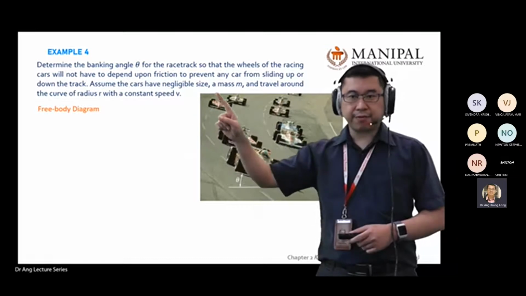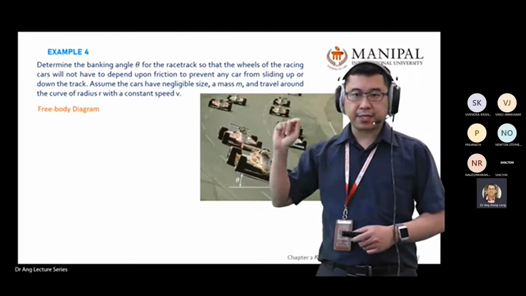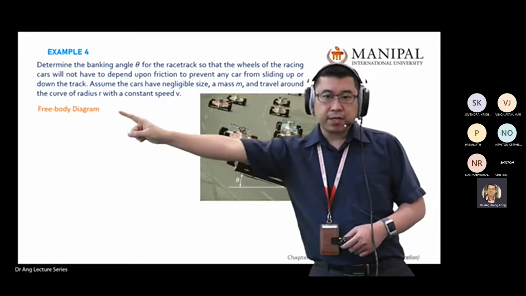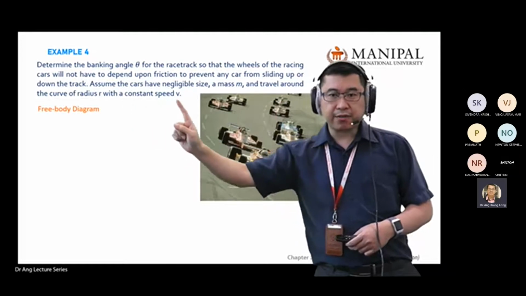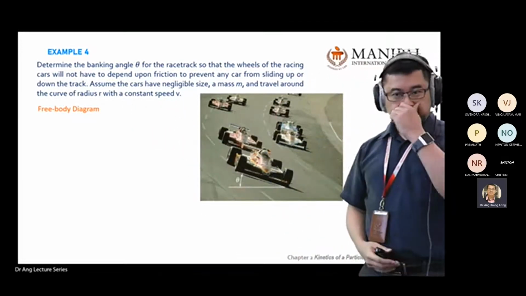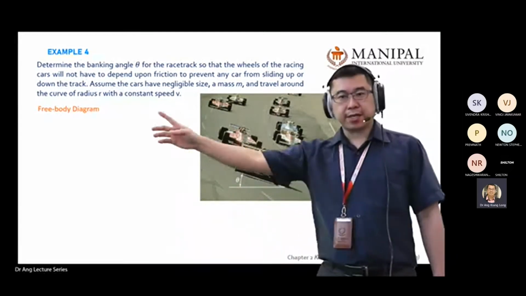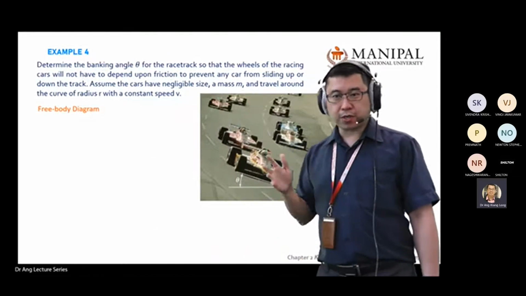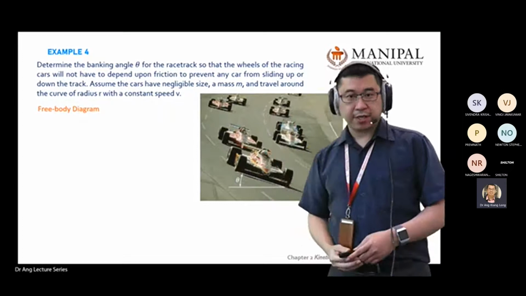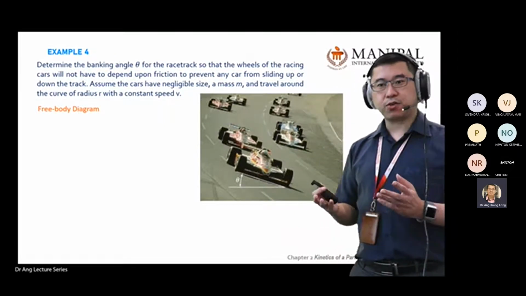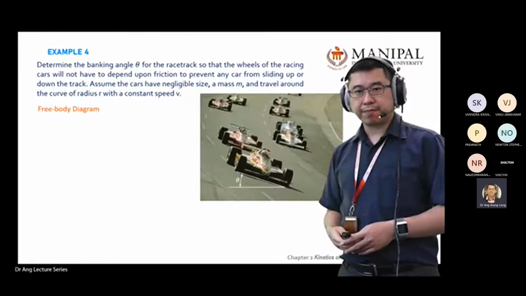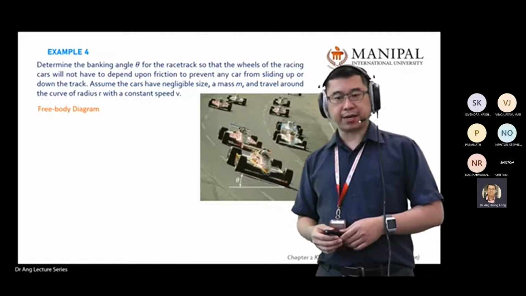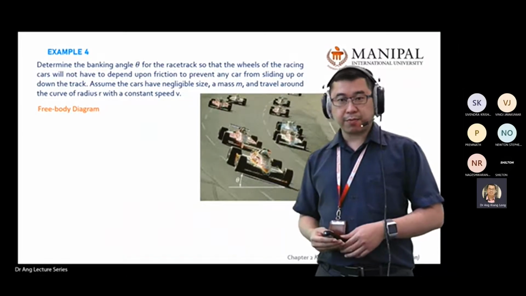Assume that the car, ignore the size, ignore the mass, M, and it travels in a curve of radius R at speed V. In this case, you ignore sizes and you ignore mass, so you just focus on the motion itself. Again, you solve this question using the F equal to ma equation. You need two diagrams to help you, the free body diagram and the kinematic diagram. So you draw the free body diagram.